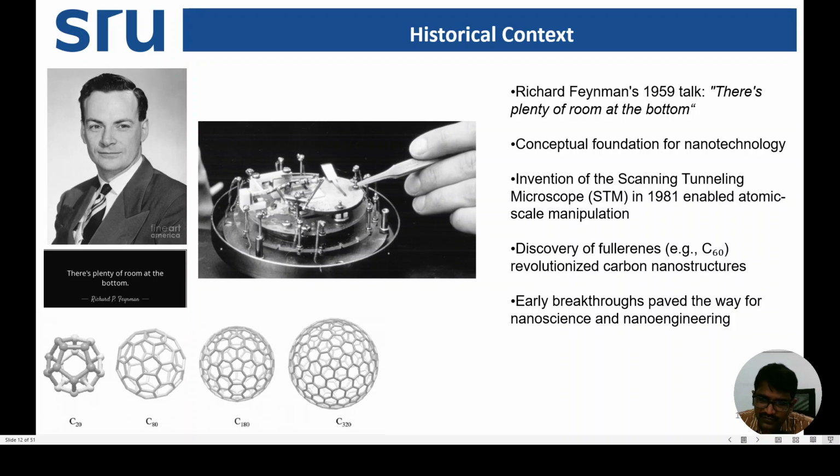Whatever we are seeing with our naked eye is at the macro level only. But there is so much to see. Maybe we cannot see it with our naked eyes, but that doesn't mean it is not there, right? There is something beyond our vision capacity. There is so much to see. There is plenty of room at the bottom.